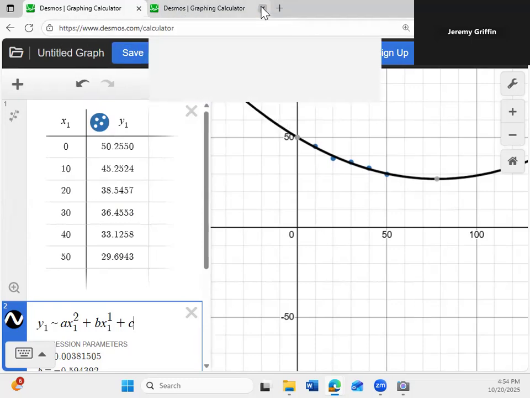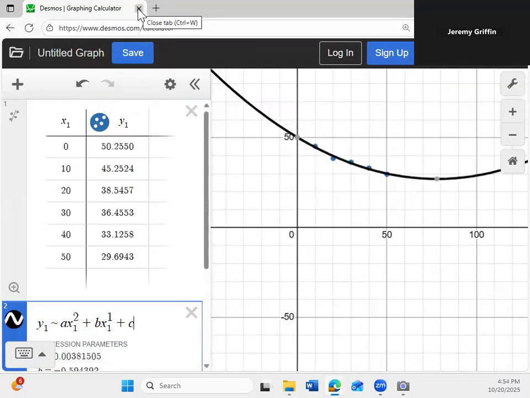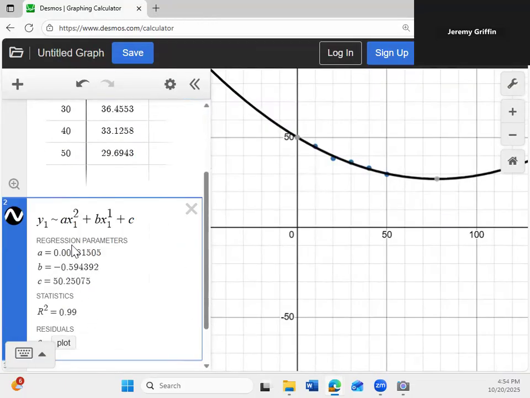All right, leave this example. Just like that. And of course, they'll tell you what A, B, and C are. I had to show that too to make that exact parabola.